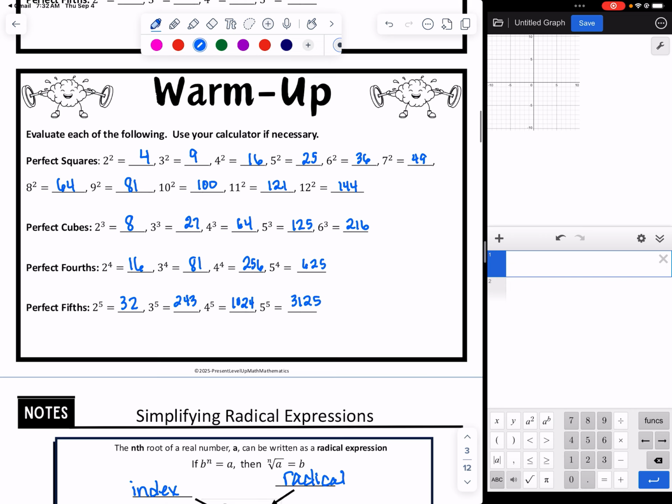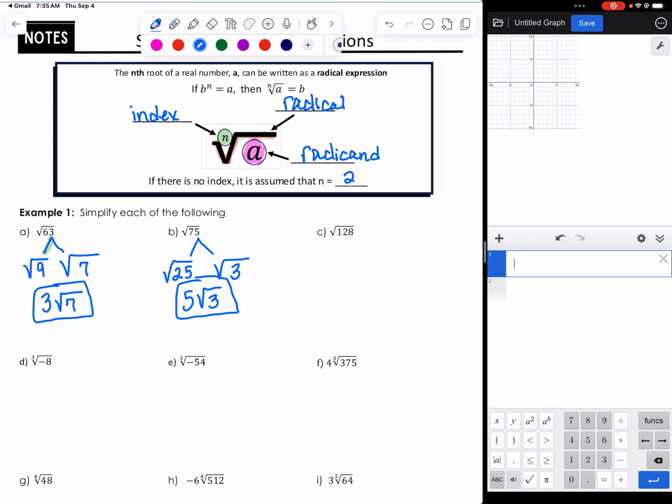Now what I'd like you to do is pause the video and try problem C on your own. All right, let's see how you did. So I separated square root 128 into square root 64 times square root 2, and then I simplified that to 8 square root 2. Check your answer with mine.